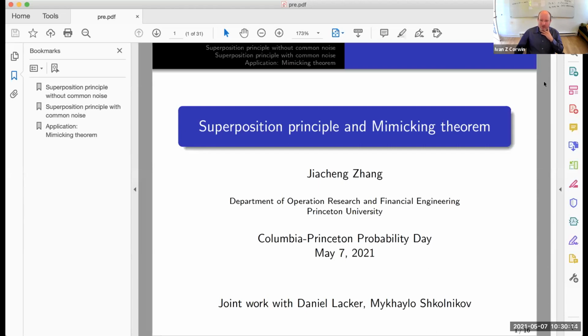Okay, so we have now a talk by Jiacheng, who's a graduate student, I think, at Princeton on superposition principle and mimicking theorems.